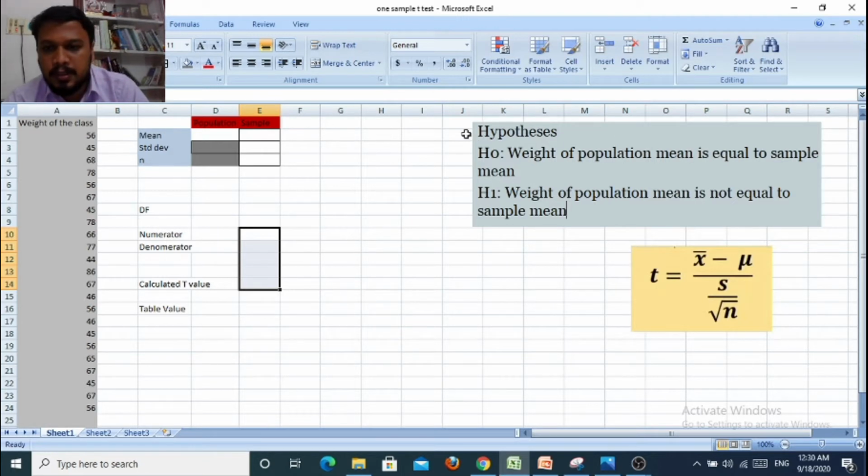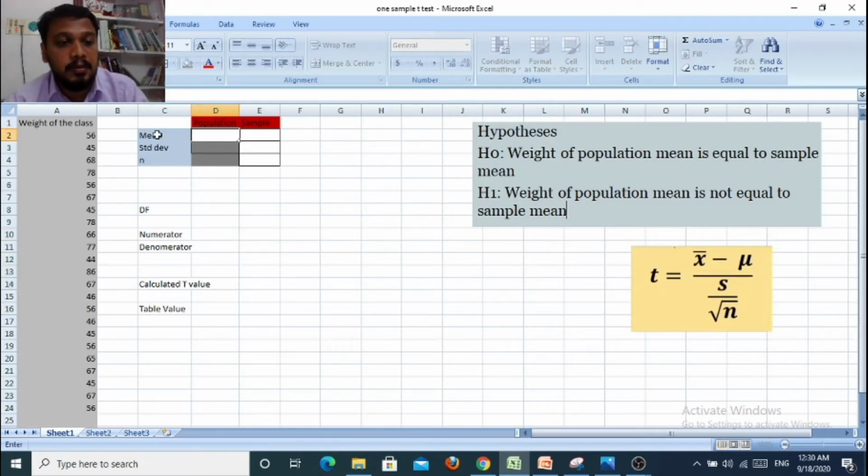As I said, we know the population mean. So here is the population, and its mean is known. Let's assume for this category the mean for the population is 56, which is known. In your question, this will be listed. The population mean will be provided to you.